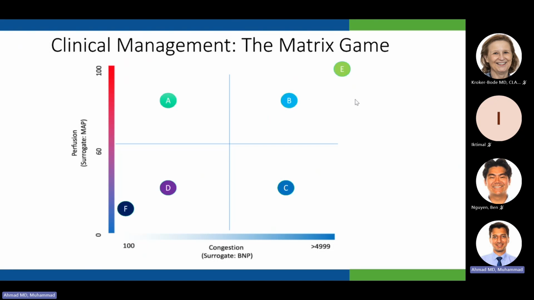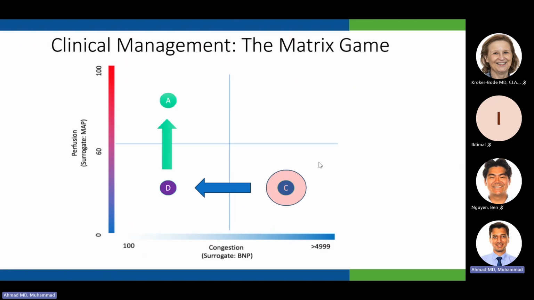That 97 is like you and I being like 60. So always pay attention to the history that she's supposed to be hypertensive. Now she's 97. So she's in real shock, in real trouble, and the lactate reflects that. So she is definitely in C on the matrix.